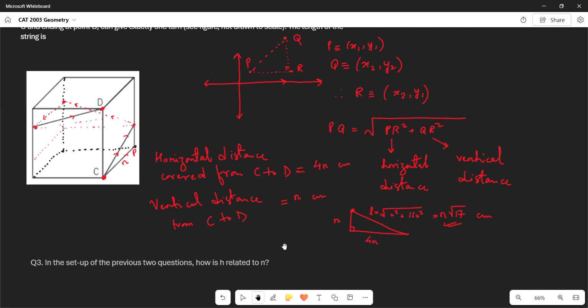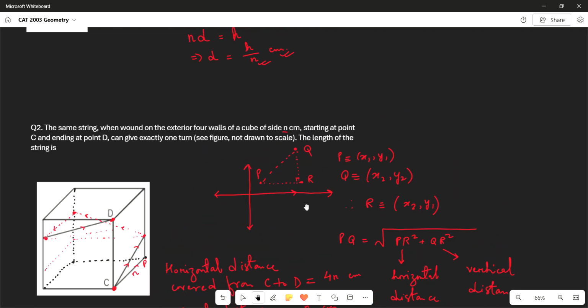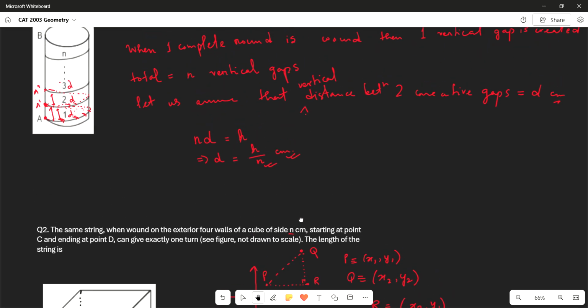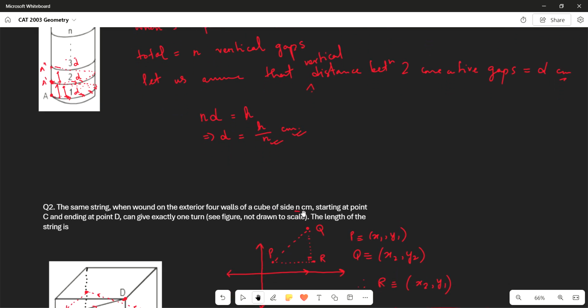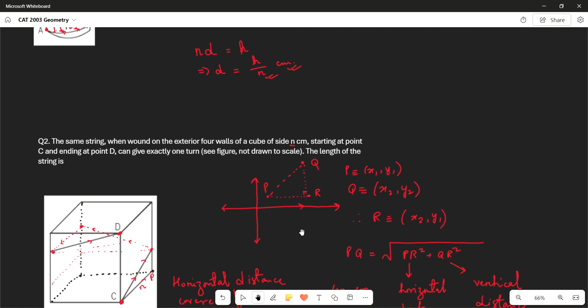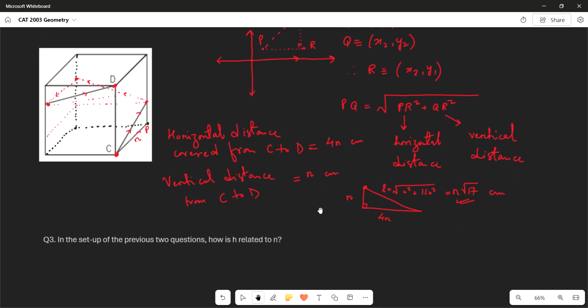Alright, I have to find the relation between h and n. h is basically the height of the cylinder, and n is basically the length of the sides of the cubes. So let me draw the figure here.